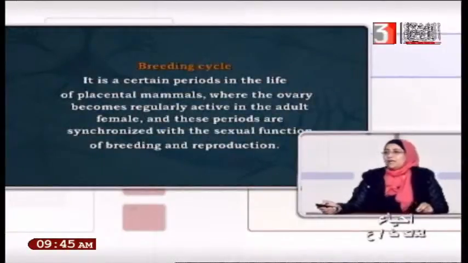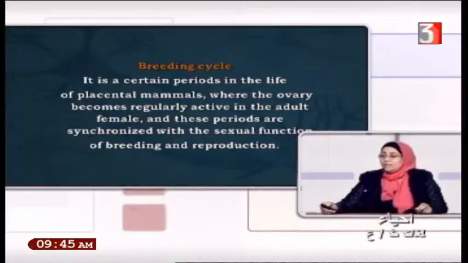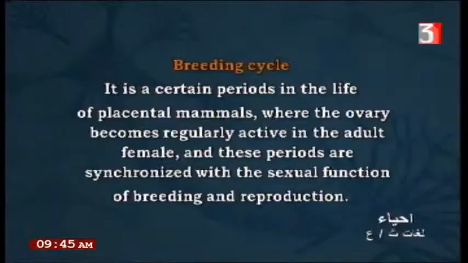Okay, breeding cycle. What is the breeding cycle? It is a certain period in the life of placental mammals. All the mammals that give birth to babies and suckle their young contain placenta, where the ovary becomes regularly active in the adult female, and these periods are synchronized with the sexual function of breeding and reproduction.